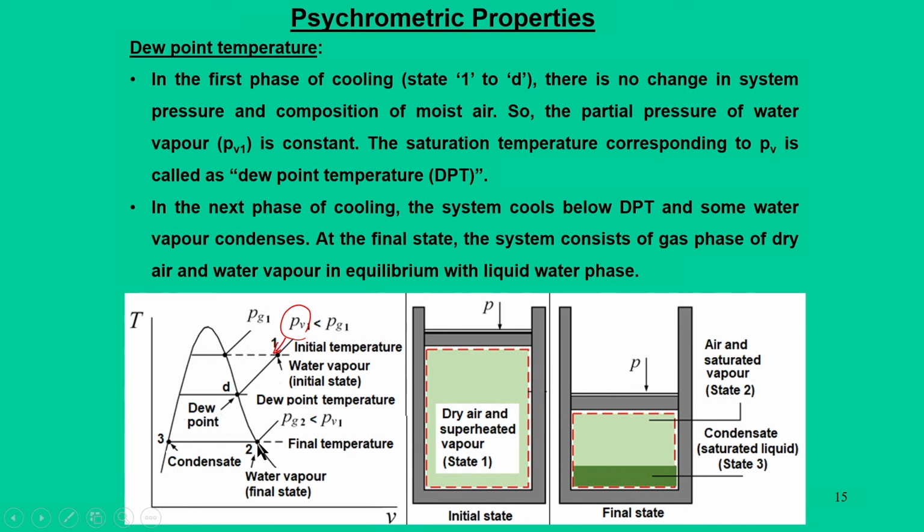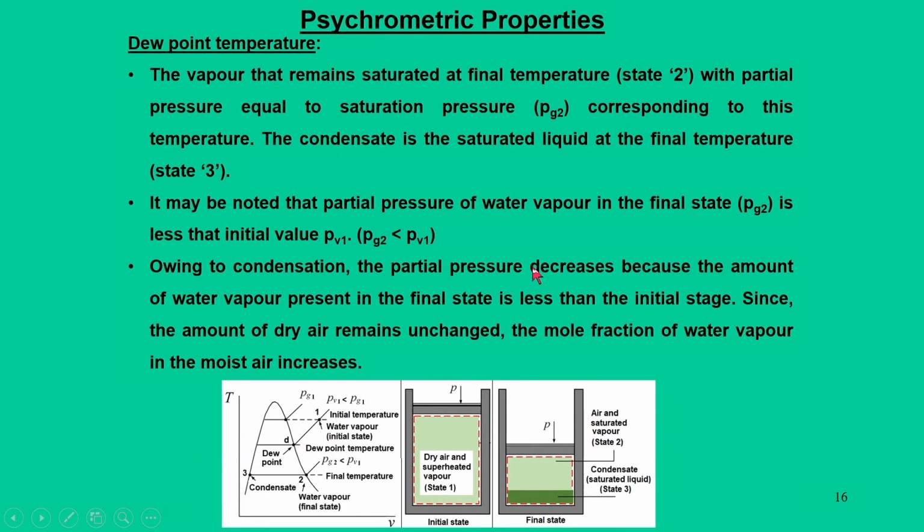And in terms of the mixture, we have 2 components. One is air and saturated vapor at state 2, which is the saturated gas phase state, and the other is the condensate, which is the saturated liquid state. So, all these things are explained. Finally, the very basic bottom line is that owing to the condensation, the partial pressure decreases because the amount of vapor present in the final state is less than the initial state. Since the amount of dry air remains unchanged, the mole fraction of water vapor in the moist air increases. So, this is the summary when you talk about dew point temperature.